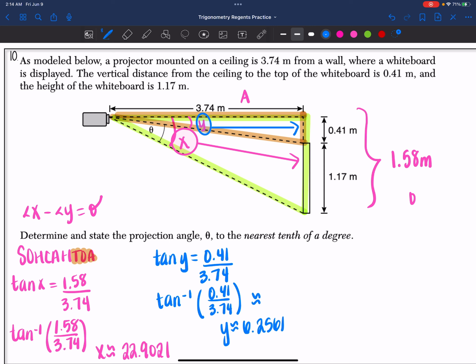And I know if I'm looking for theta, I'm going to take angle y and subtract it from angle x. Y'all, it's 214. It's 214 and I'm tired.